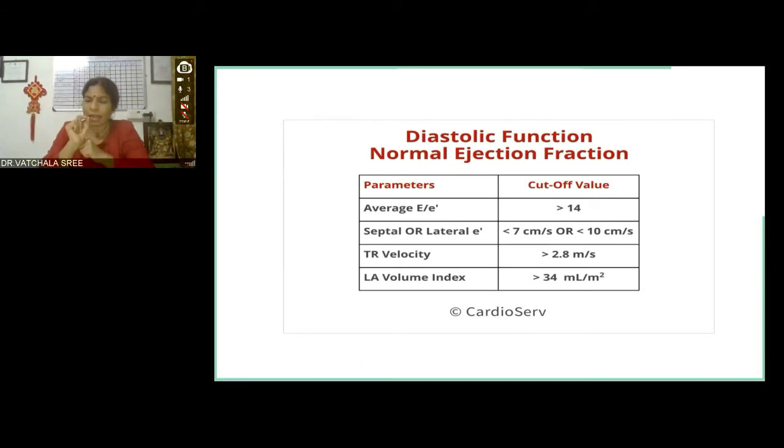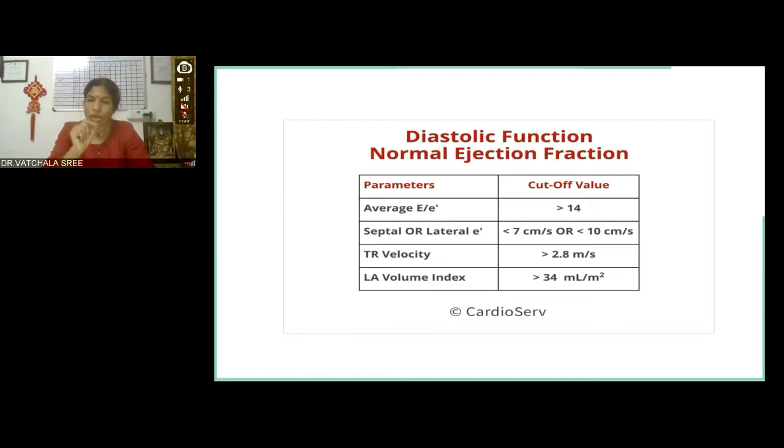The one single factor at the very beginning that helps you to choose the algorithm is whether the LV systolic function, as assessed by the ejection fraction, is normal or depressed, and whether the left ventricular size, as assessed by the left ventricular hypertrophy, is normal or more. So in the 2D or with the initial assessment, you have to decide whether we are dealing with a patient with reduced ejection fraction or normal ejection fraction, or a patient with left ventricular hypertrophy or normal LV. So the first step in the diastolic assessment is this.